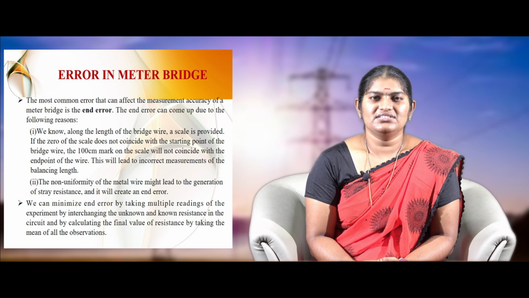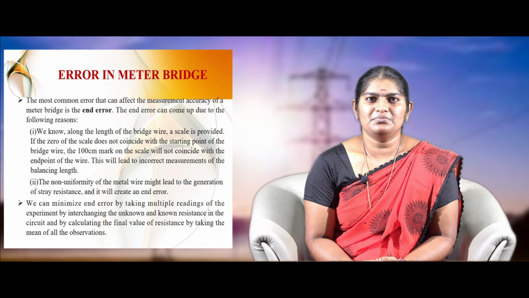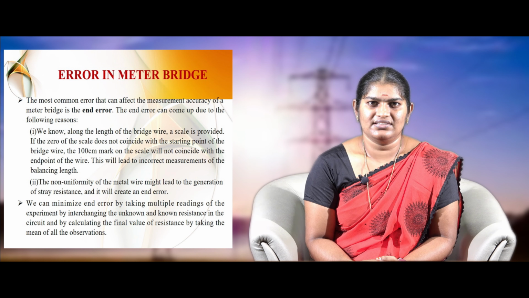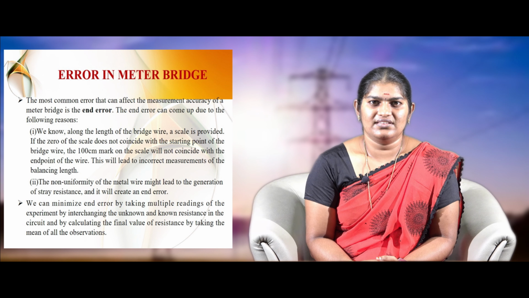Next, we are going to discuss the possibilities of error that may occur in a meter bridge. The most common error affecting the measurement accuracy of a meter bridge wire is end error. The end error may come up for the following reasons. We know that a scale is provided along the length of the wire. If the 0 point of the scale does not coincide with the bridge wire, then the 100 cm scale point will not coincide with the end of the bridge wire. It may lead to incorrect measurement of the balancing point length.